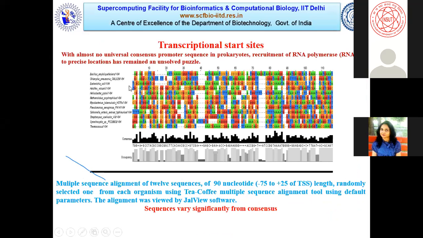All the sequences are doing the same job and they're coming from different organisms. If the base is conserved, you will see the same color in the same position. But as you can see, there is no single column with the same color all across. So there's too much variation, although the function is the same, right?